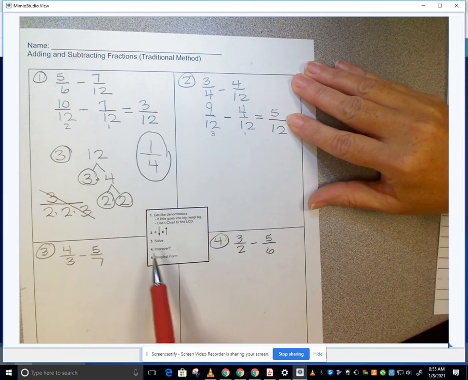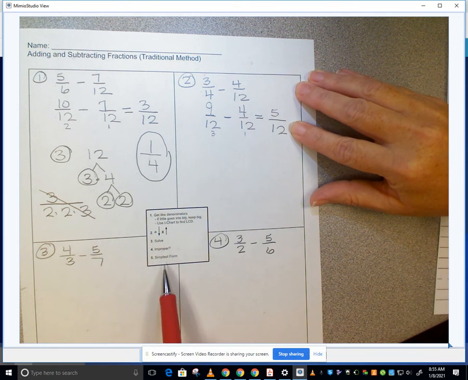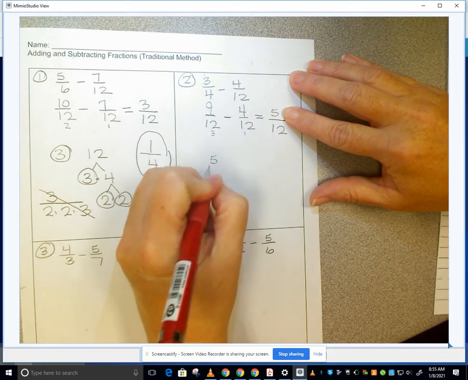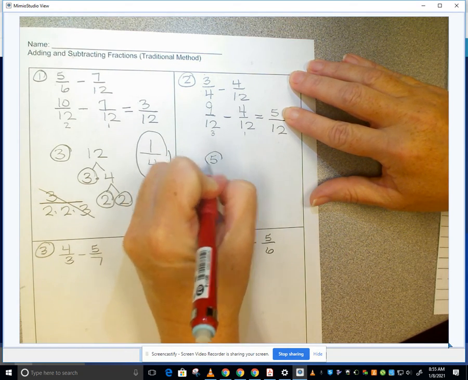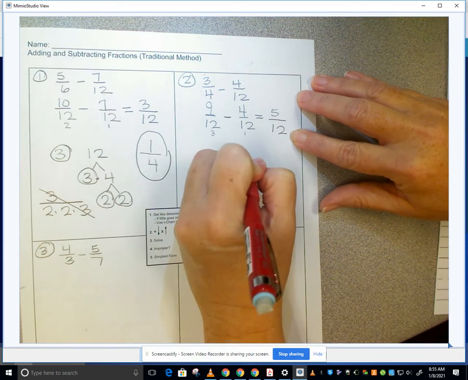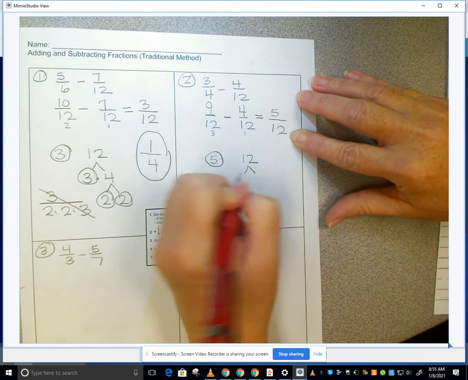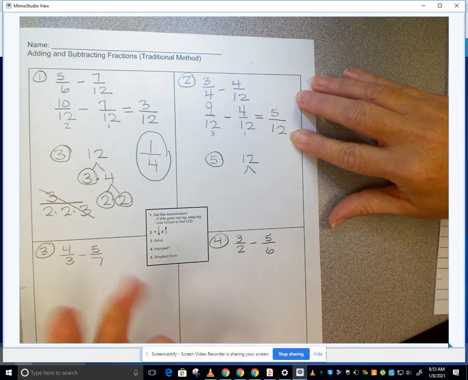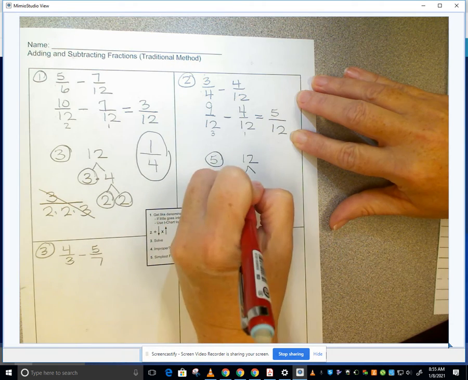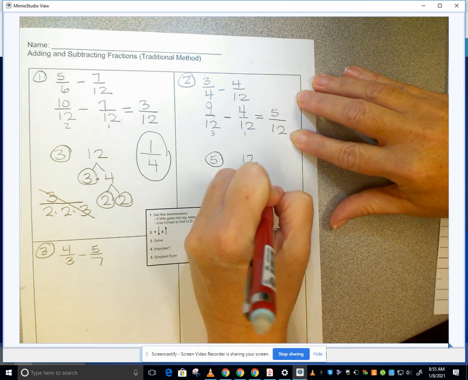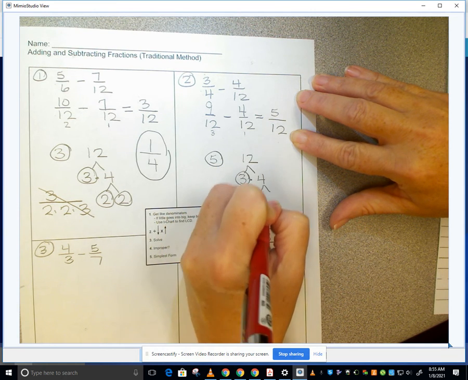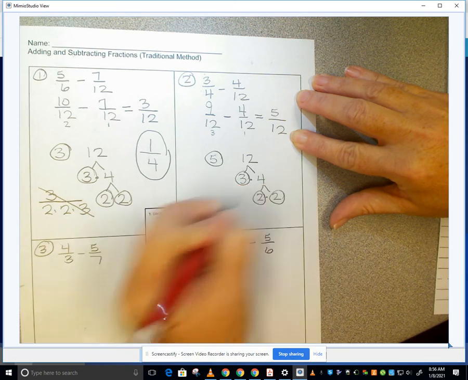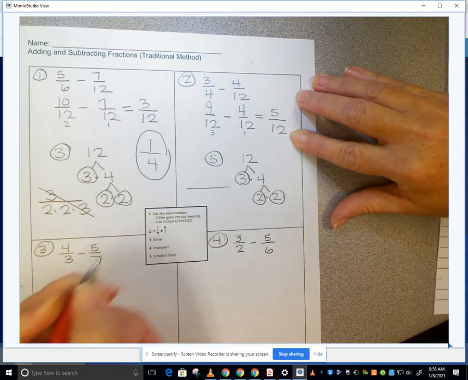I solved it. Is it improper? No. So let's make sure it's in simplest form. So I'll put my 5. I don't have to branch it. It's already prime. Here's 12. I could do 2 times 6. I could do 3 times 4. I'll do 3 times 4 this time. 3 is prime. 4, 2 times 2. Prime, prime. Draw my line to stack them.